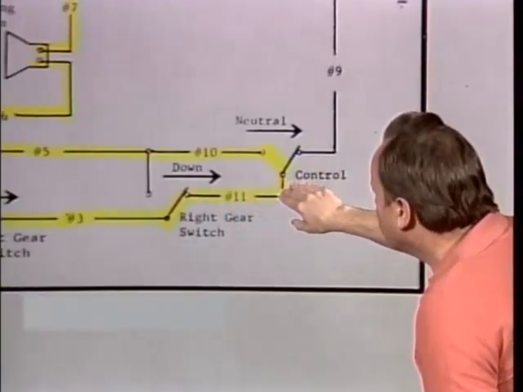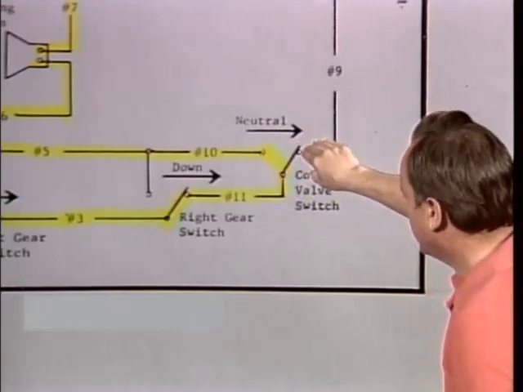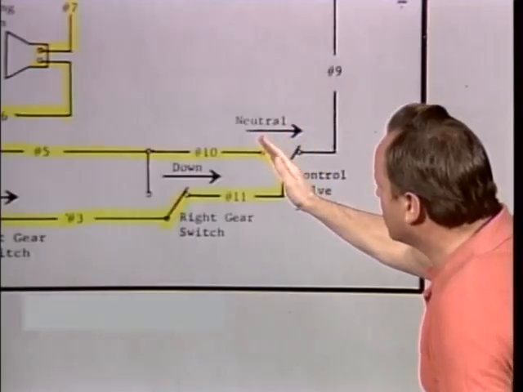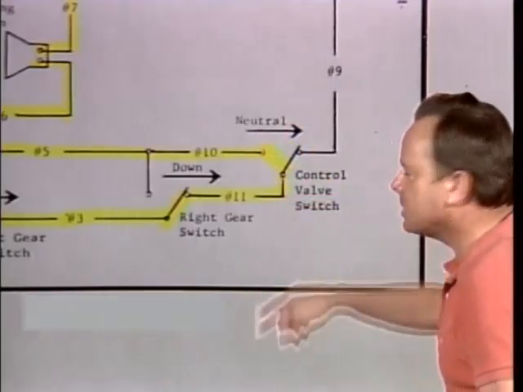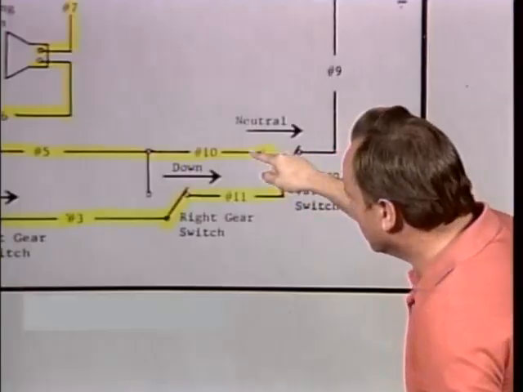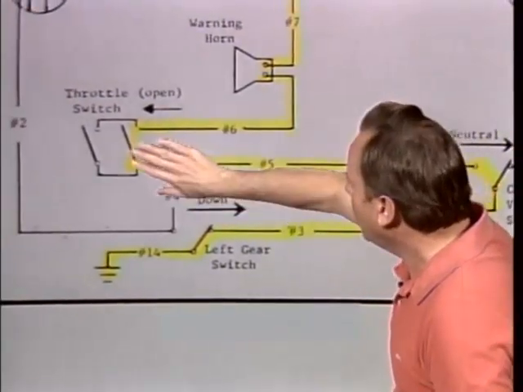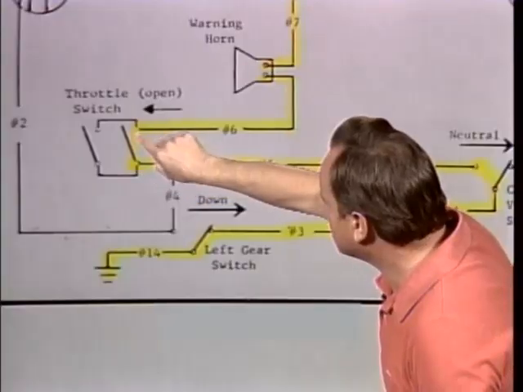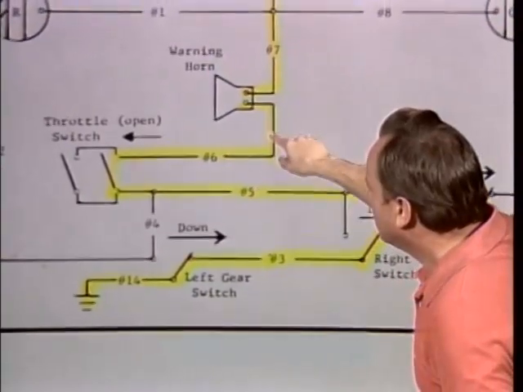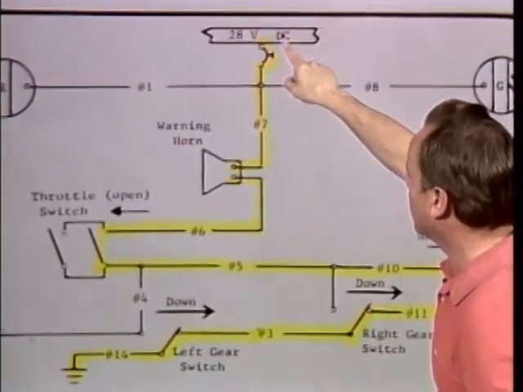And now, notice that if the control switch is in neutral, it would be over in this position. But if the control switch is not in neutral, other than neutral, it would be in this position. Let's see what happens if the control switch is not in neutral. Then you would have a path for the current to wire 10. Now let's go beyond wire 10 to wire 5. And now, when the throttles are closed, these switches are closed, and now you have a path through the throttle switches to wire 6, to the warning horn, and then through the warning horn, which will now sound all the way back up to the current source.